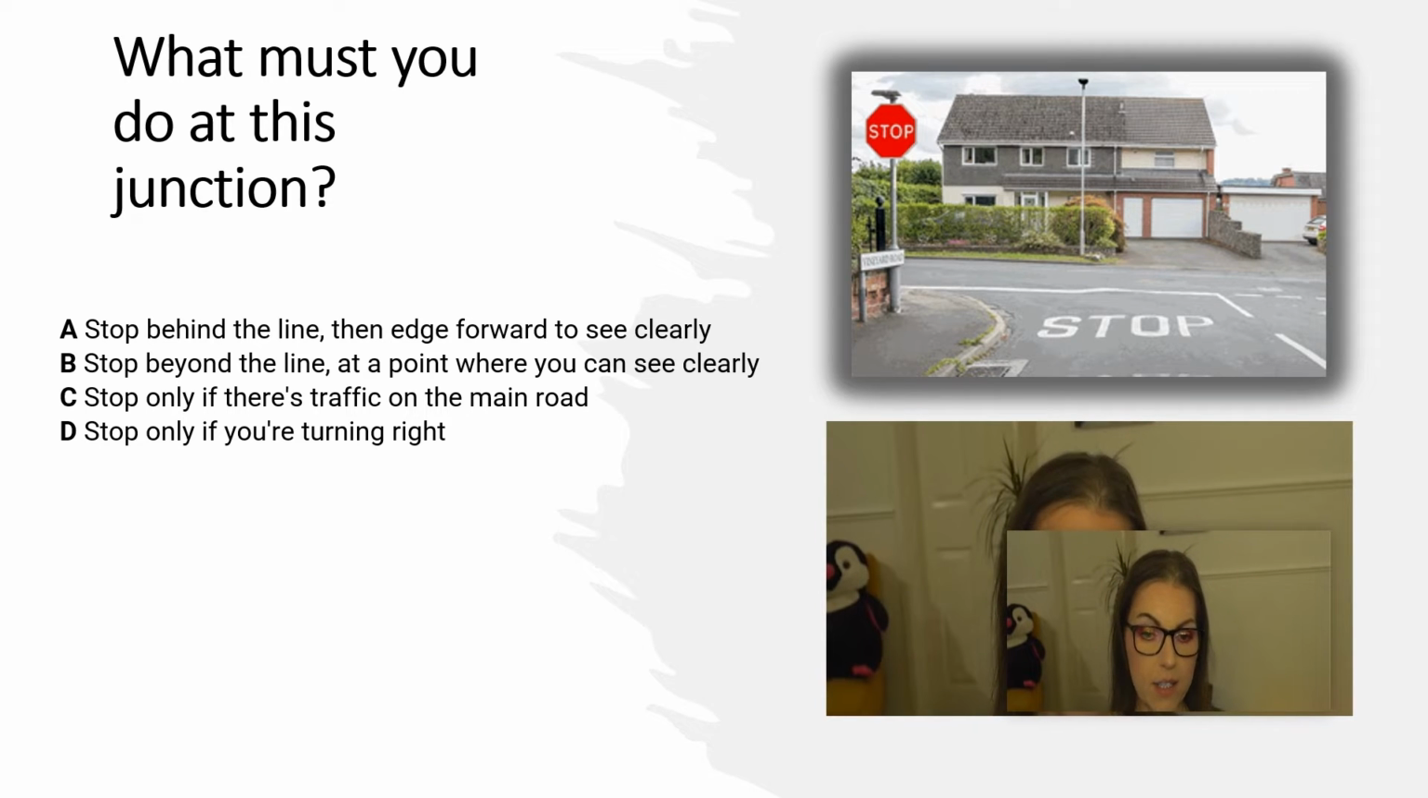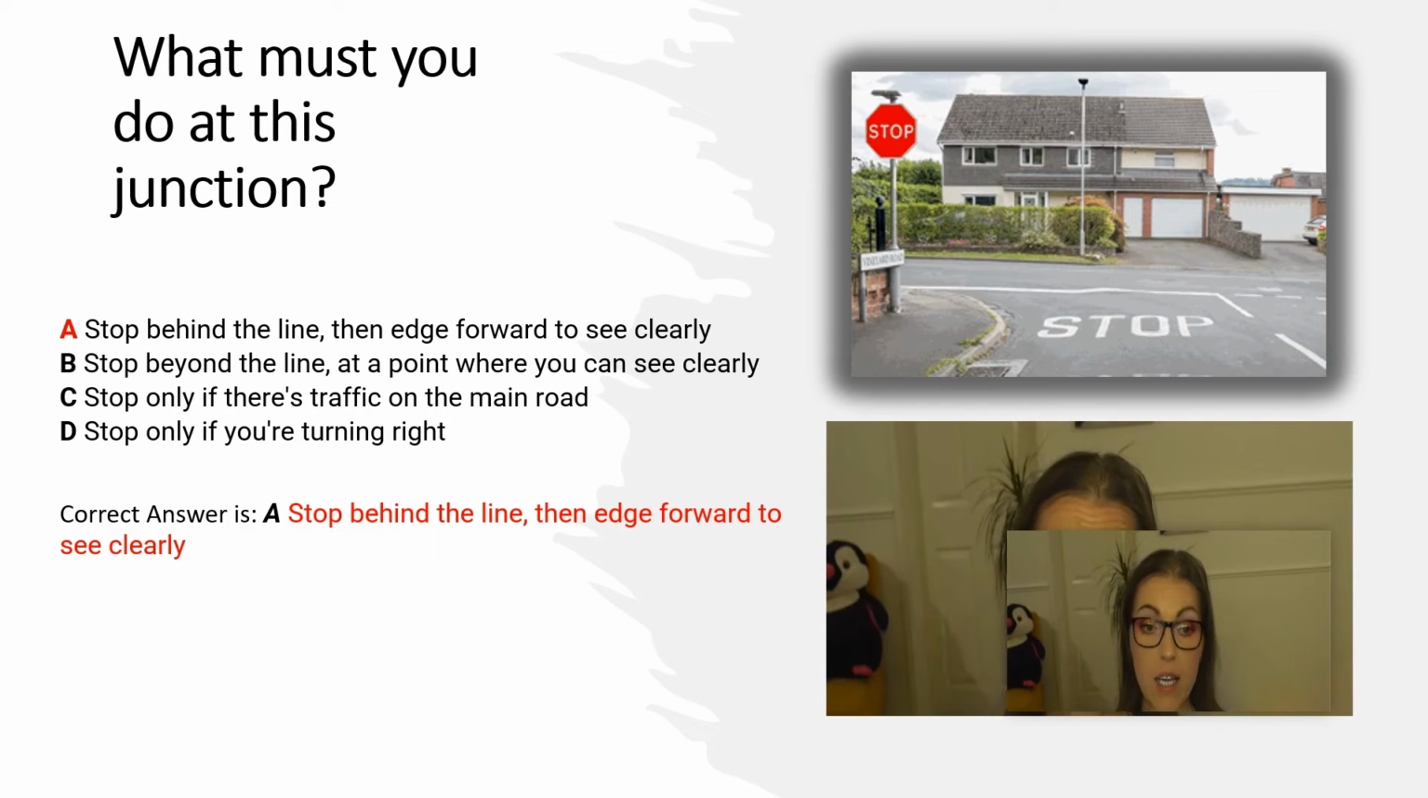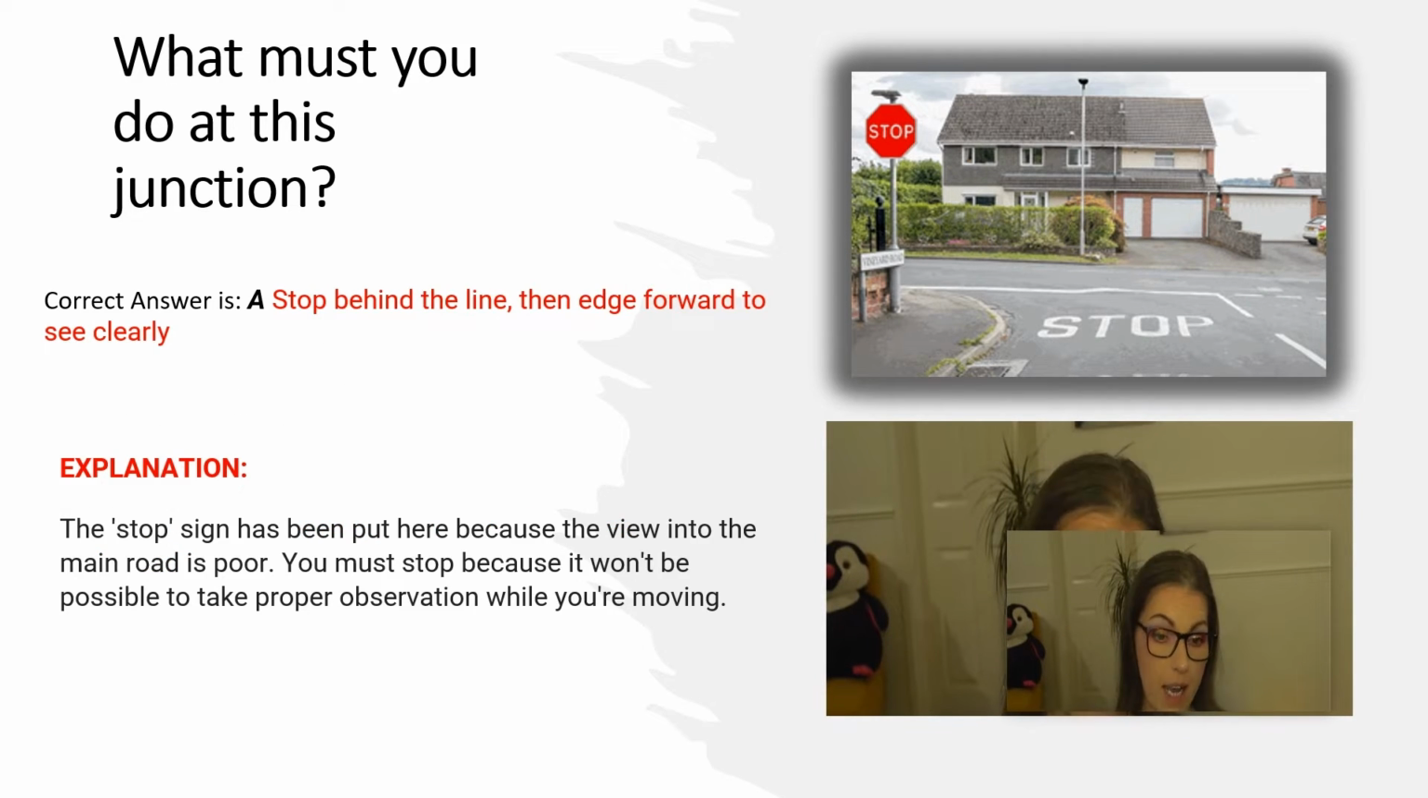And the correct answer is A. Stop behind the line, then edge forward to see clearly. Explanation. The stop sign has been put here because the view into the main road is poor. You must stop because it won't be possible to take proper observation while you are moving.